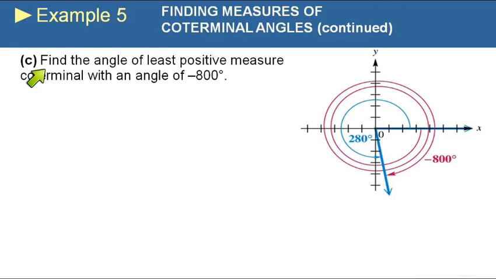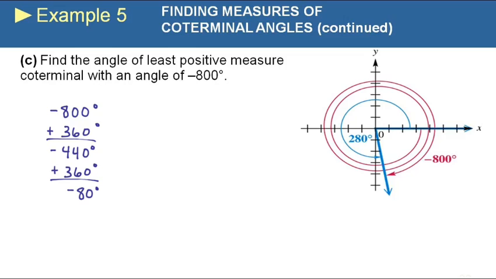For part C, let's find the angle of least positive measure coterminal with an angle of negative 800. So start with your negative 800 and just keep adding 360 until you get something positive. So 280 degrees. Now see, each of these answers that we got, negative 440, negative 80, 280, they're all coterminal with the original negative 800 degree angle, but this is the answer we were after because the instructions say find the smallest positive measure, and that's the first positive one we came to.